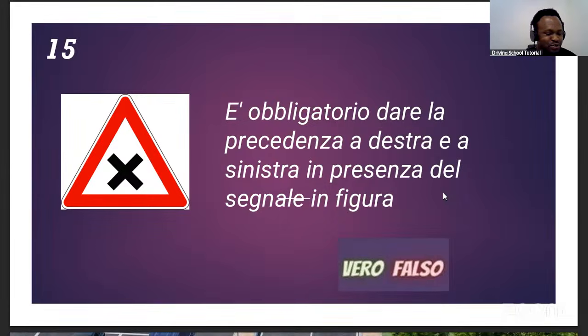Okay. So the name of the sign is called Precedenza a destra. If you remember this name, you'll be able to understand whether this question is vero or falso. The question said, è obbligatorio dare la precedenza a destra e a sinistra in presenza del segnale in figura, which is, it is obligatory for you to give right of way to left and right in the presence of this sign. And we said the sign's name is Precedenza a destra.